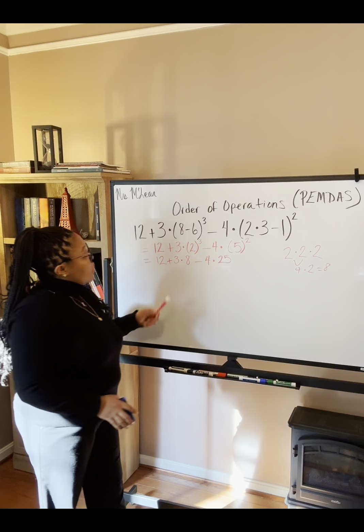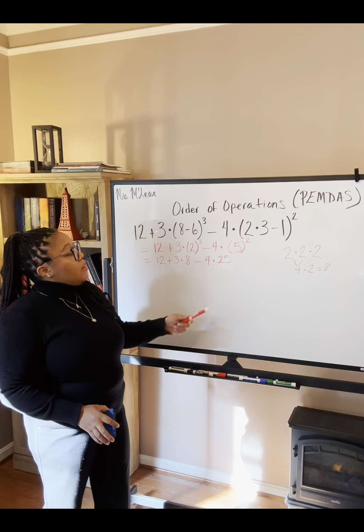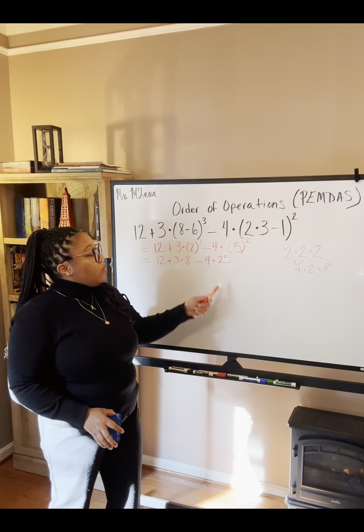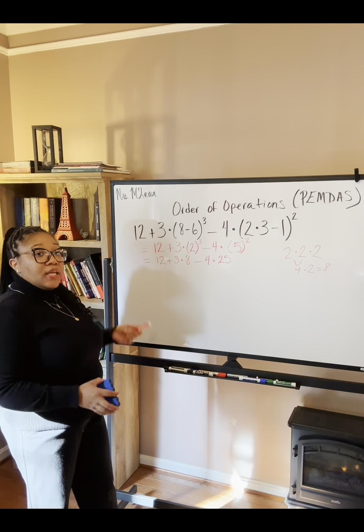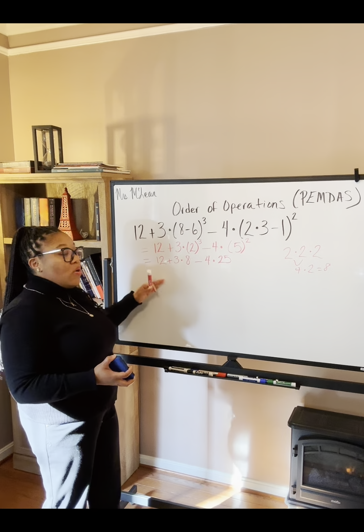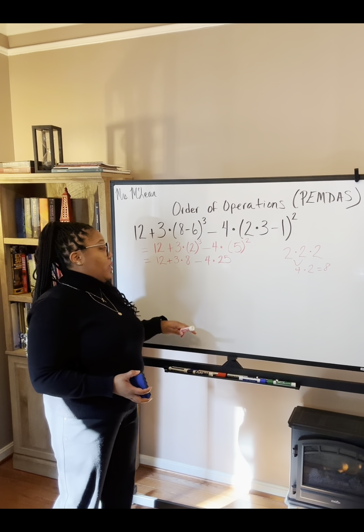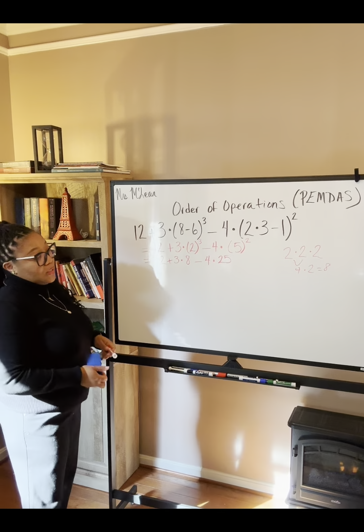Okay, so let's look right here. We have 2 raised to the third power. That's going to give us 8. And then we have 5 raised to the second power, which is going to give us 25. And again, the redundancy, right? We're going to continue to rewrite this problem over and over as we go through the steps until we get to our final answer. Okay, let's go on to the next step.